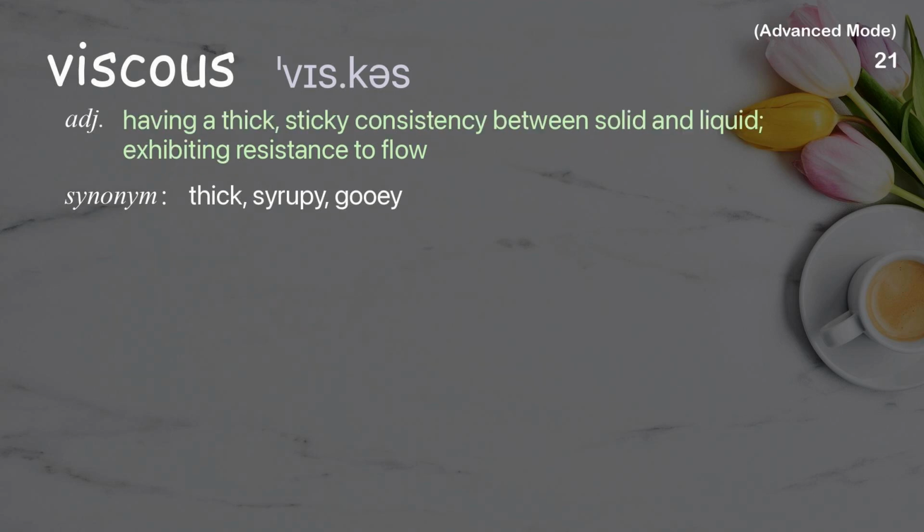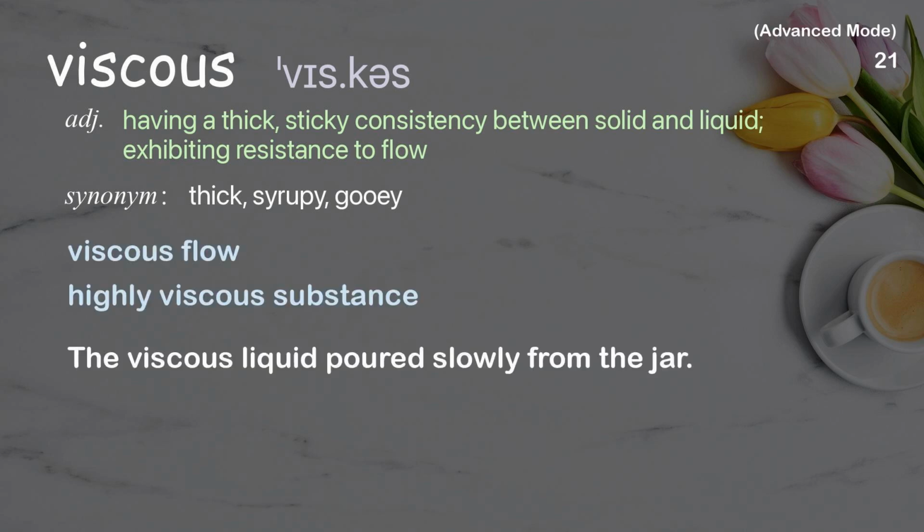Viscous. Having a thick, sticky consistency between solid and liquid, exhibiting resistance to flow. Examples: viscous flow, highly viscous substance. The viscous liquid poured slowly from the jar.